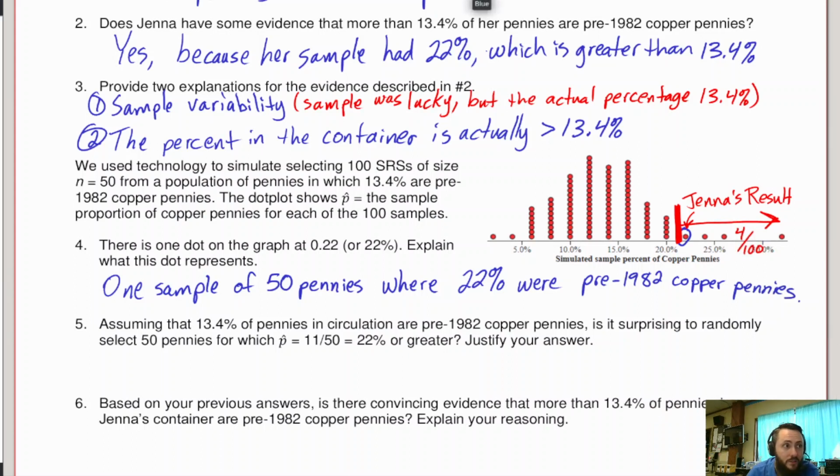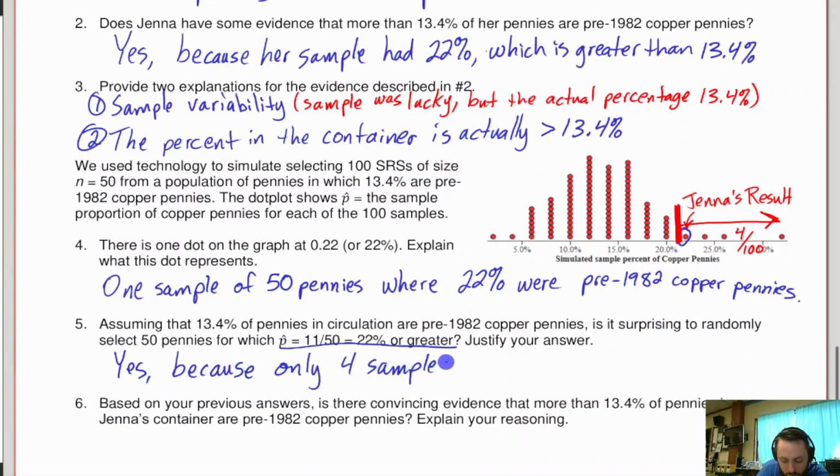So assuming that this is true, it's very unusual to get this particular result or greater. We don't expect that to happen because it should only happen 4% of the time, according to our simulation. 22% or greater. That 4 out of 100 is 4%.